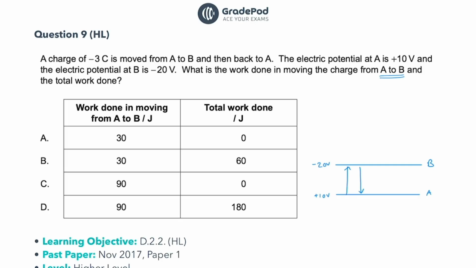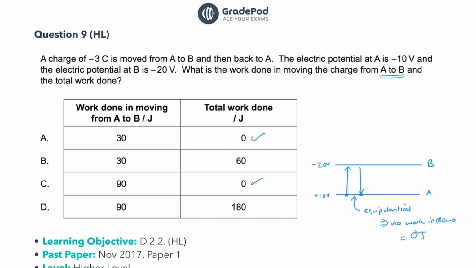If we take the total work done first of all, the charge is moved from A to B and then back from B to A. The charge starts here and it ends here. It ends on the same equipotential line. If it's on the same potential line, then no work is done. So the total work done is equal to 0 joules. Our answer is either A or C.